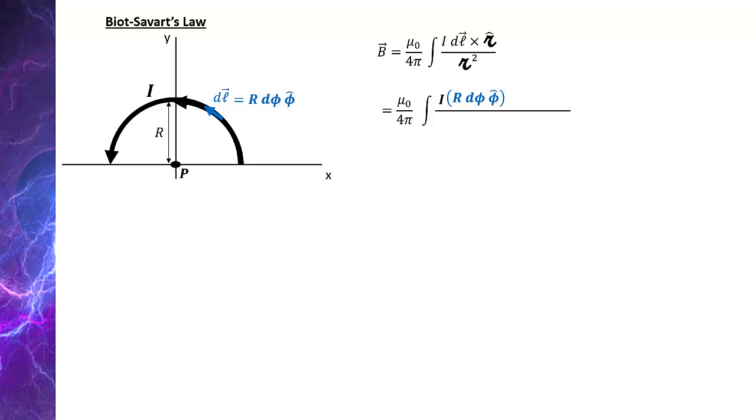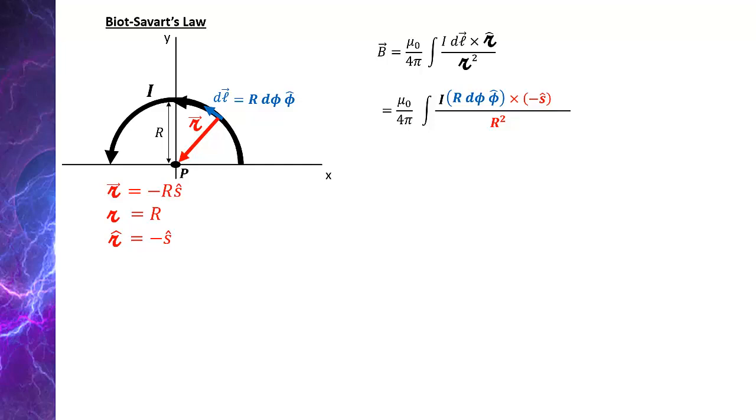Now we need to worry about the 𝓇 vector, 𝓇-hat, and 𝓇 squared. Our 𝓇 vector points from the little bit of current, the little bit of length, to the point that we're interested in the magnetic field at, point P. If we give that in cylindrical coordinates, then the 𝓇 vector is minus r s-hat. That conveniently has a magnitude of just r, so 𝓇-hat is just minus s-hat, pointing in the minus radial direction.